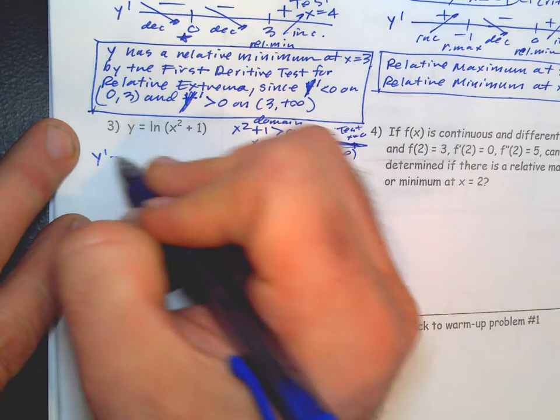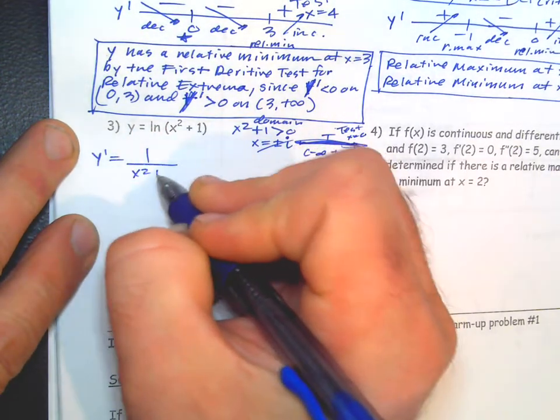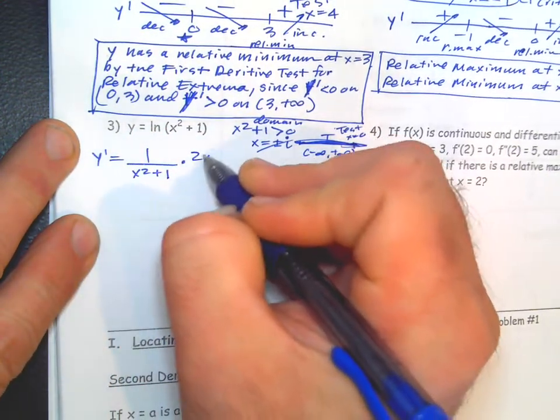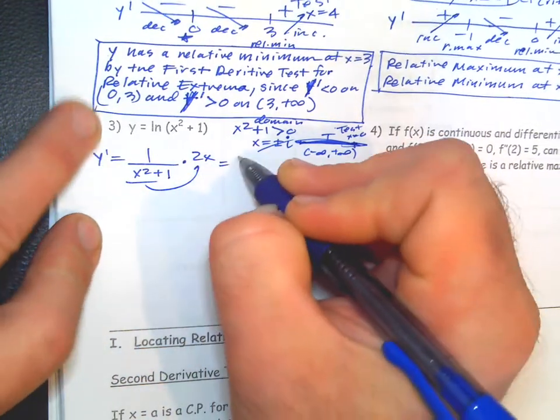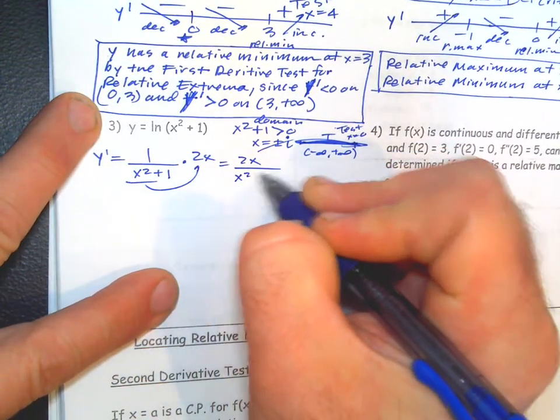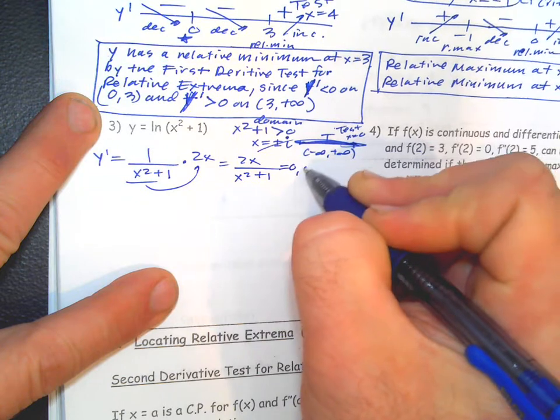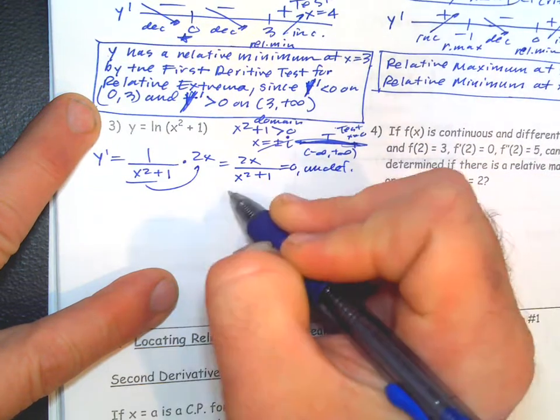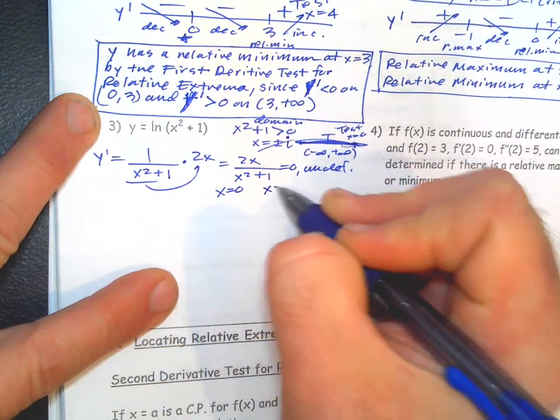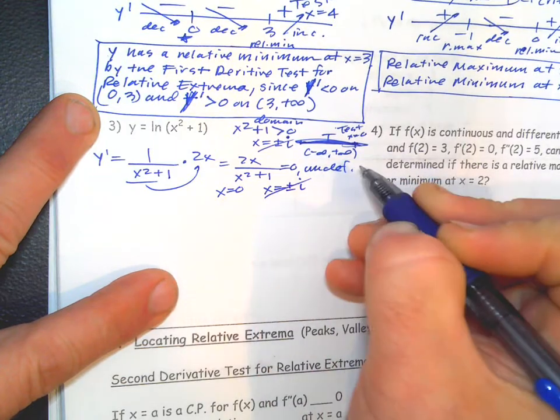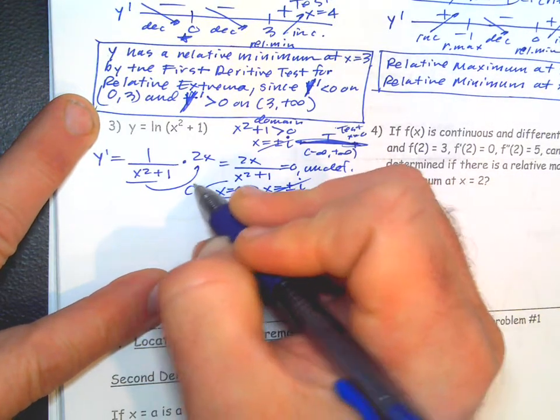Okay, y prime equals 1 over what's inside, natural log, times the derivative of what's inside. So we get 2x over x squared plus 1. We're going to set it equal to 0 or undefined. x equals 0 on the top, x equals plus or minus i on the bottom, which we're not going to use, but I want to see evidence that you thought about it.